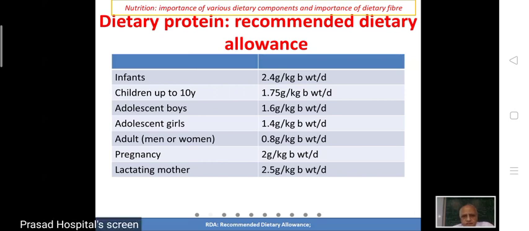Adult men, half the amount. And during pregnancy, it is again back to the same what is recommended for the infants. And during lactation also, mothers need to be given 2.5 grams, just like the infants. They have to be fed protein as per the recommended RDA value.